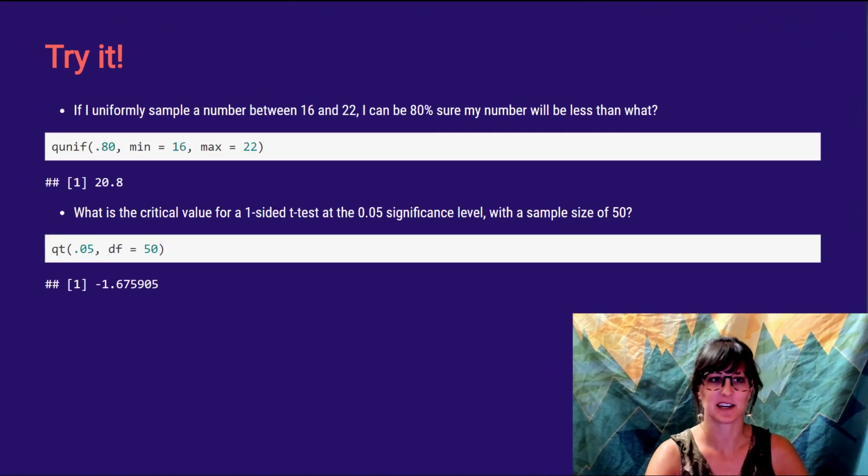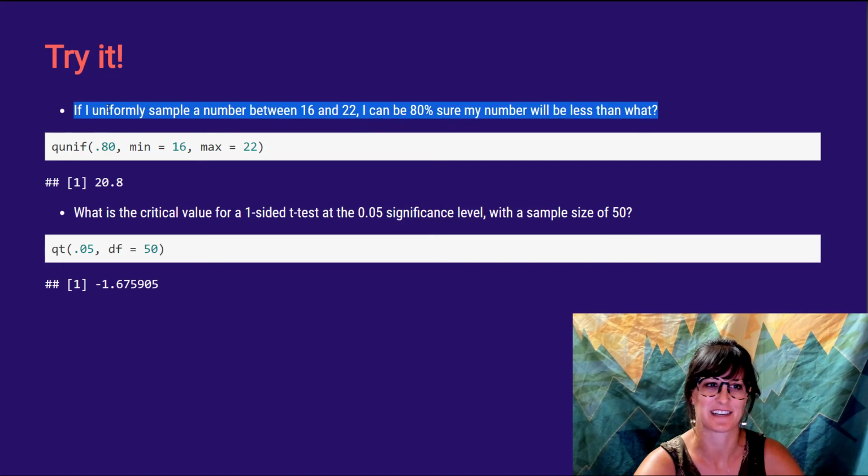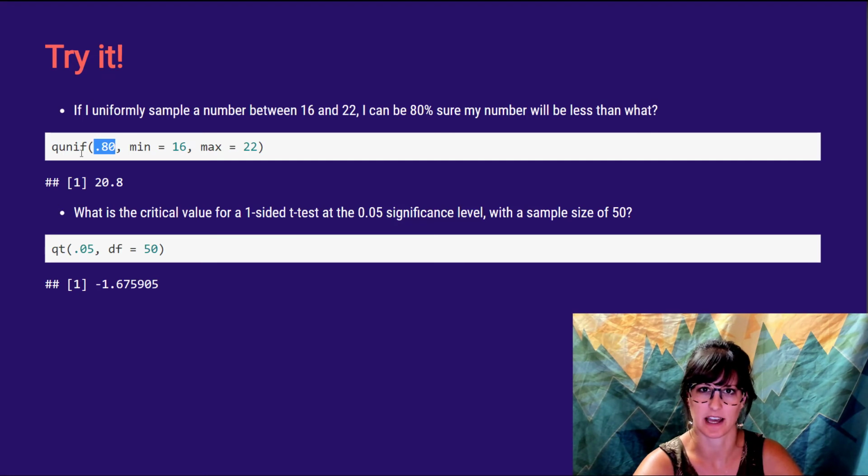All right, let's take a look. If I uniformly sample between 16 and 22, notice I changed that word, it's a hint for you there. I want to know the quantile, in fact the 80% quantile, from the uniform distribution between 16 and 22. See how I translated that sentence into code? And what I get back is 20.8.